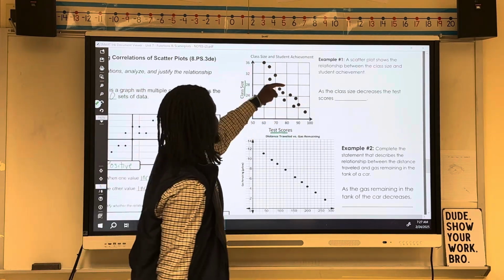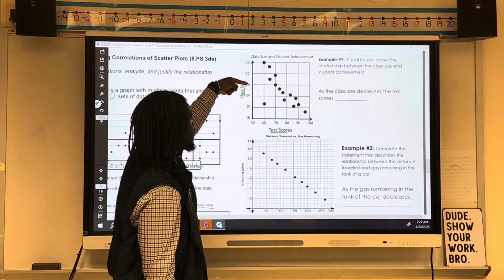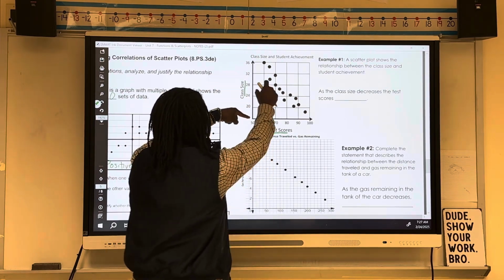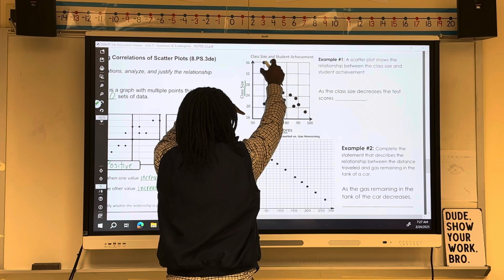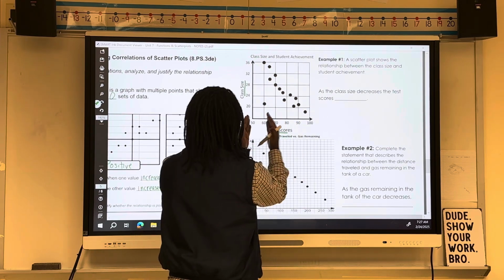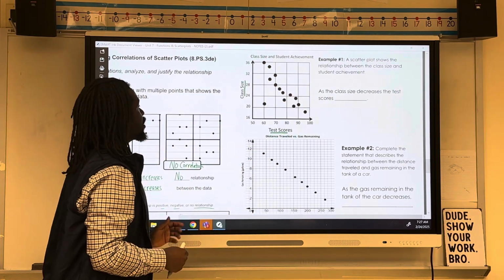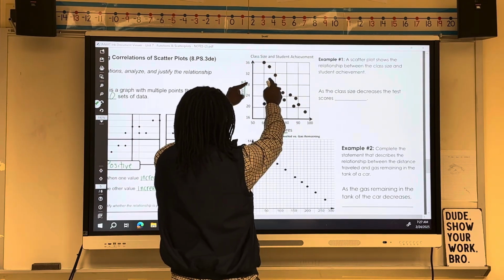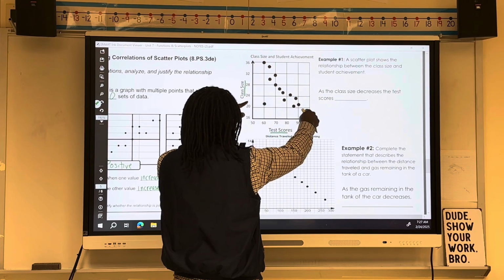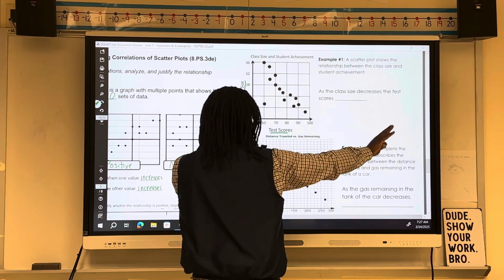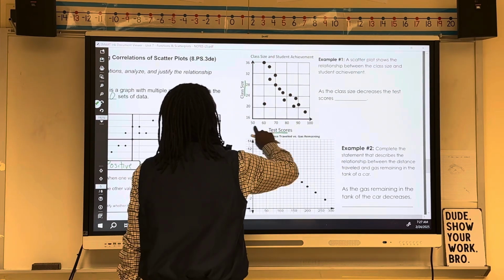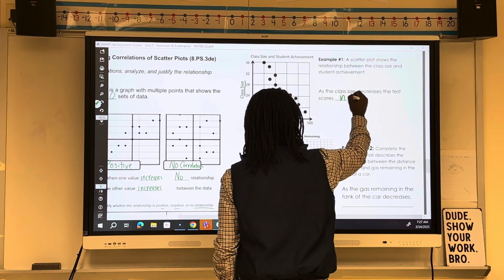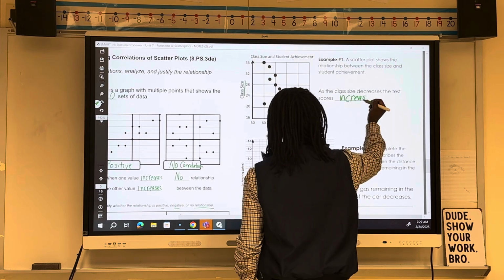So as the class sizes are decreasing, as we're going down on the class sizes, what's happening to the points? Well, the points on the test scores are increasing, right? Because these numbers are getting bigger. As I'm going down, what's happening to my dots? I'm going further down in the positive direction on the x-axis. So as the class sizes decrease, the test scores increase.